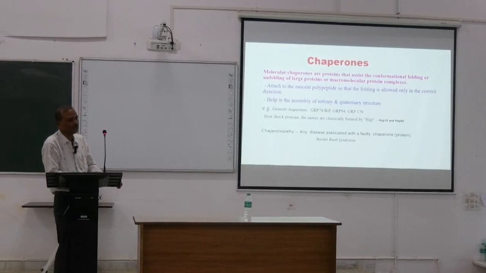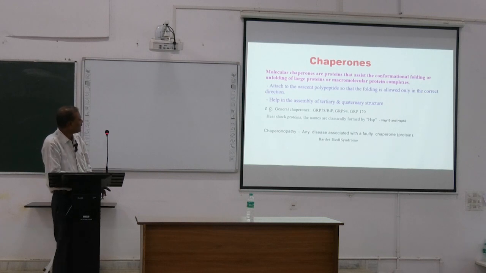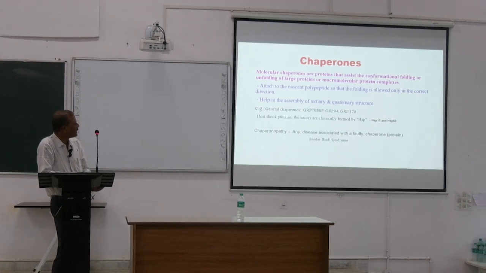Next. Now, chaperones. How does the protein undergo folding? Through chaperones. Again, it is a new concept, about 30 years back it came into the textbook that these are molecular chaperones. They are basically proteins. They are attached to the nascent polypeptide when it is formed, so that the protein undergoes proper conformation. The folding is allowed only in the correct direction, so they help in the assembly of tertiary and quaternary structure. General chaperones are there, and these chaperones are heat shock proteins because these proteins were identified by exposing cells to heat or to cold, and that's why their name is heat shock protein, and they are named like Hsp10, Hsp60. Any disease which is due to abnormality in the chaperone is called chaperonopathy.